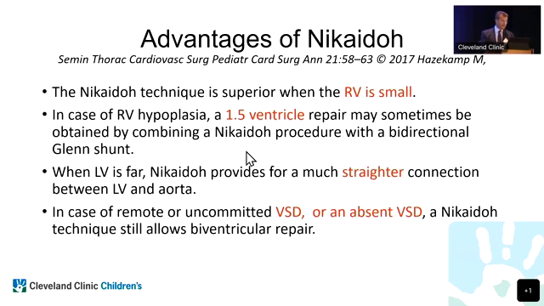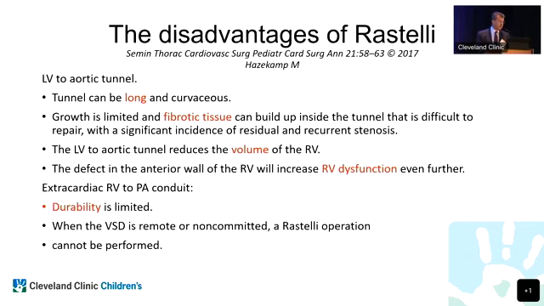Also, in case of hypoplasia, you can use it as a 1.5 ventricle repair, so you can add a bidirectional Glenn if you have an RV which is small and hypoplastic, to avoid the single ventricle. And also, when you have an LV which is far, the Nikaidoh is better because it's a straighter track, as well as in the case of an uncommitted VSD, you could take the aortic root itself and not have to cut the VSD, but translocate that in the pulmonary valve if you don't have a severe pulmonary stenosis.